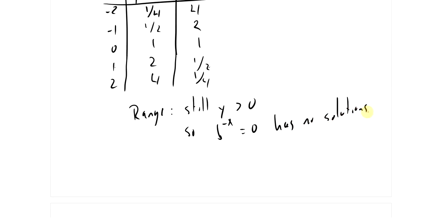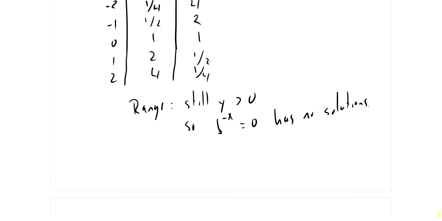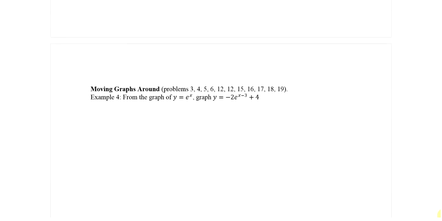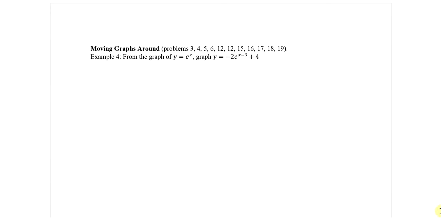Okay, so that's the basics about our exponential functions, and we'll see how this works out in moving graphs around. There's a bunch of problems with this, just trying to get people to sketch enough graphs of exponential functions so you know what they look like. So, from the graph of y equals e to the x, graph y equals minus 2 e to the x minus 3 plus 4.